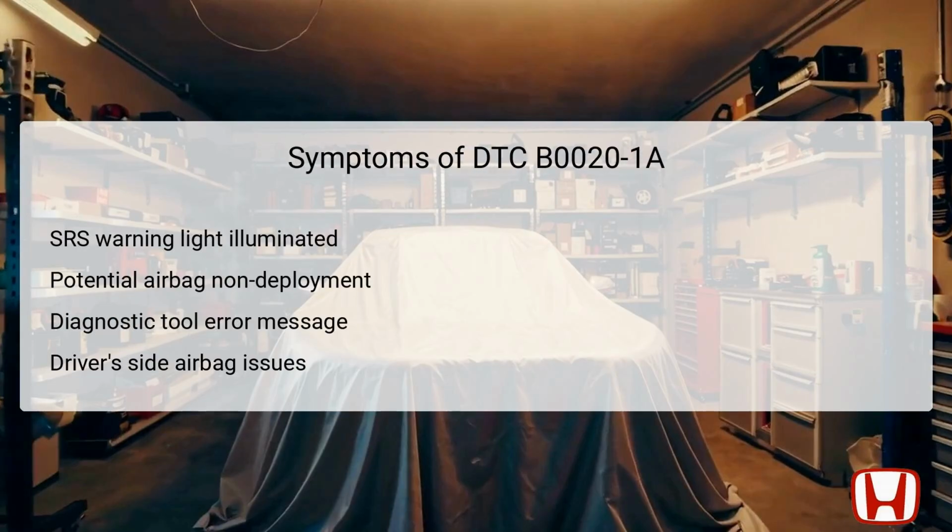When DTC B0020-1A is triggered, several symptoms may manifest within the vehicle's systems. The most prominent notable symptom is the illumination of the SRS warning light on the dashboard, which serves as an alert to the driver of a malfunction in the airbag system. This alert could indicate that the airbag may not deploy correctly in the event of a collision, jeopardizing passenger safety.